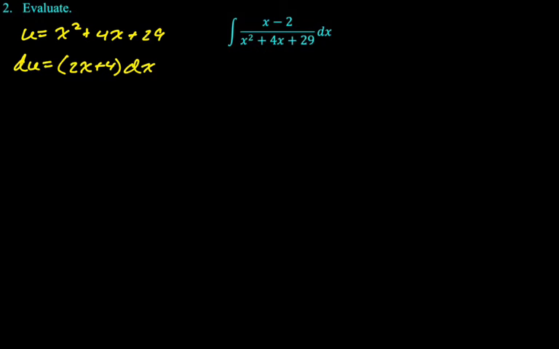So what I'm going to do instead is I'm going to say that this method isn't really working for me. And I'm going to think, what else would I do? So if there's a quadratic in the denominator, one thing I would try is I would complete the square in the denominator. So I'm going to show beginnings of that.